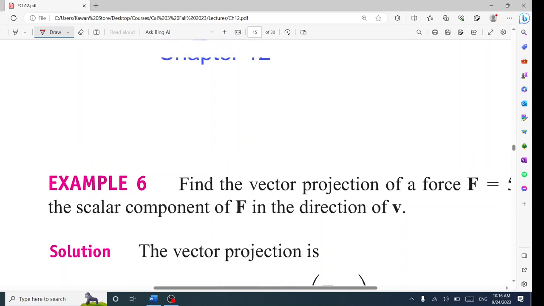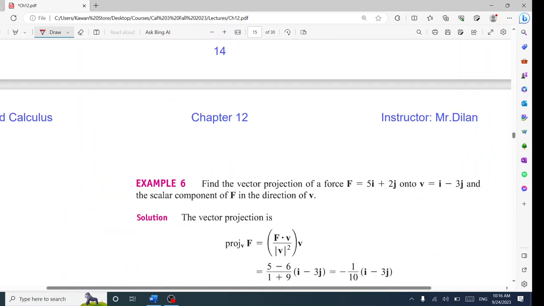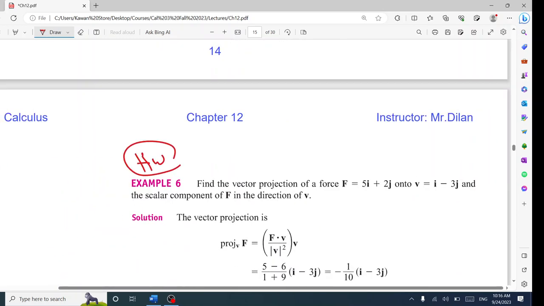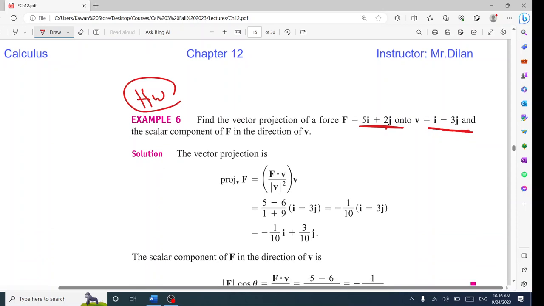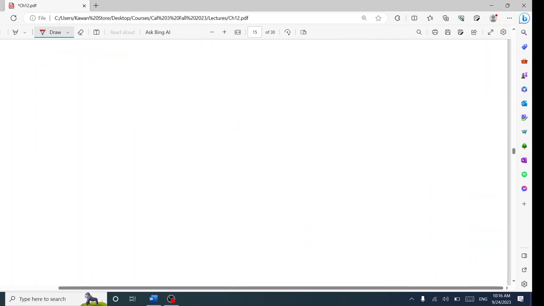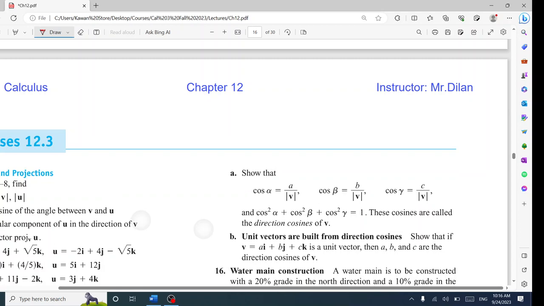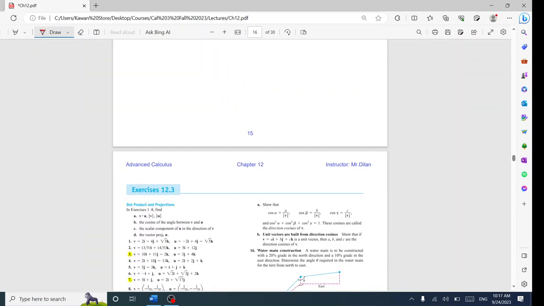Can you do it at home? Make it a homework for you: the same example with different numbers. We have u, v, we have a force. So you can see from the rule, u dot v over v squared multiplied by v, and we get the two dimensions. Any question about 12.3? It's easy, just multiply.